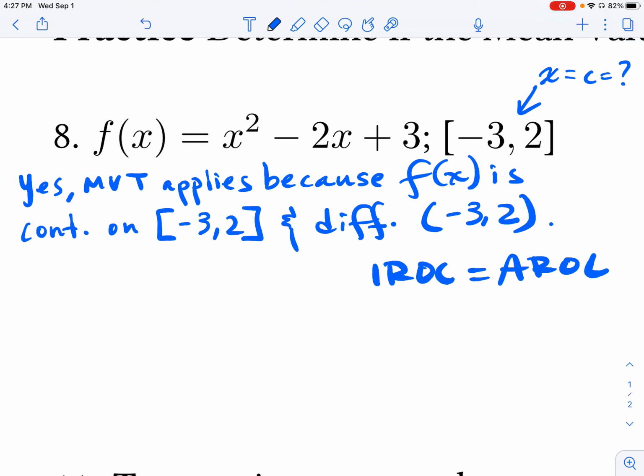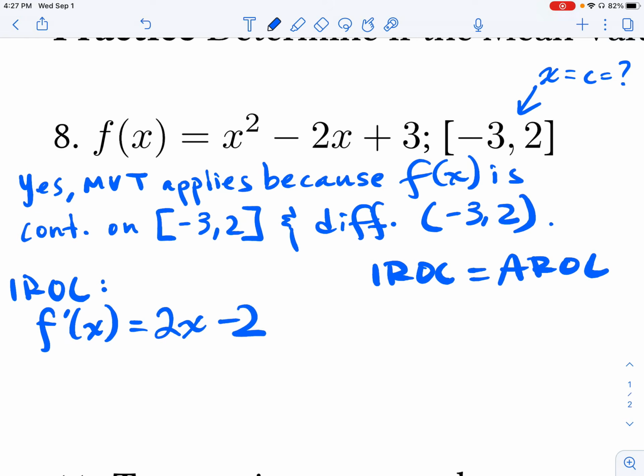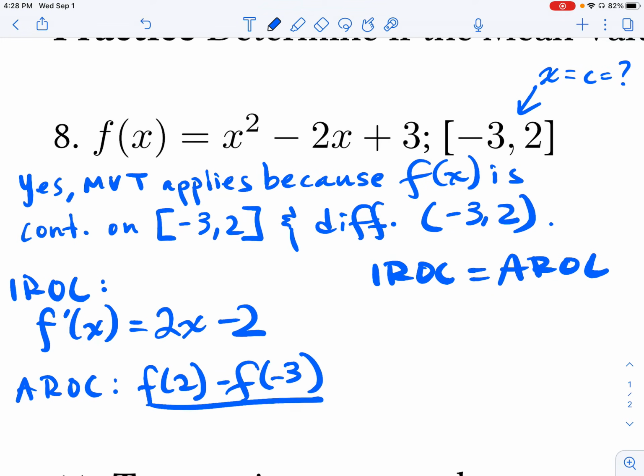So let's find both. First off, what is the instantaneous rate of change? Well, the instantaneous rate of change is the derivative, f prime of x, which in this case, using the power rule, simply is 2x minus 2. Now let's find the average rate of change, which is just what we think of as our slope. So we're going to use the endpoints of our interval, so f of 2 minus f of -3, all of that over 2 minus 3.